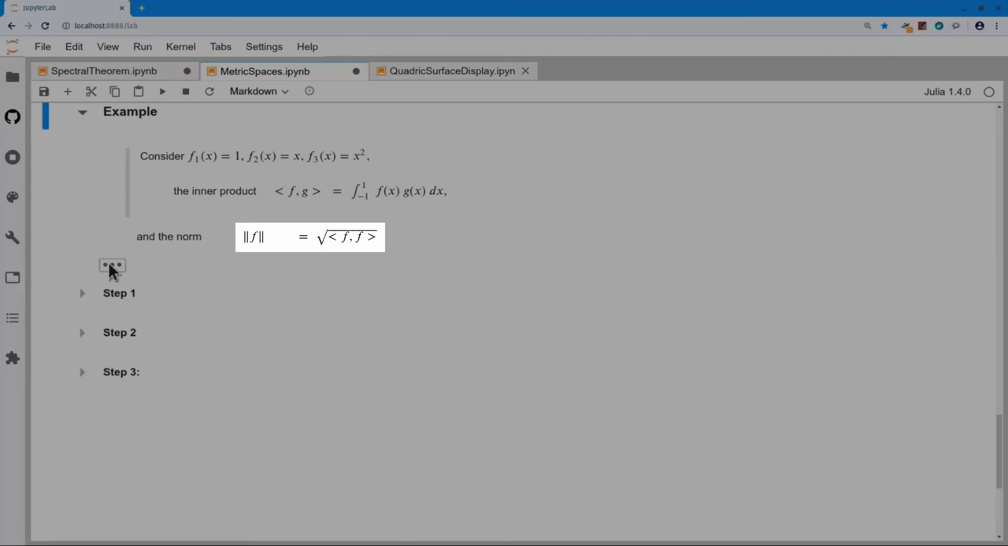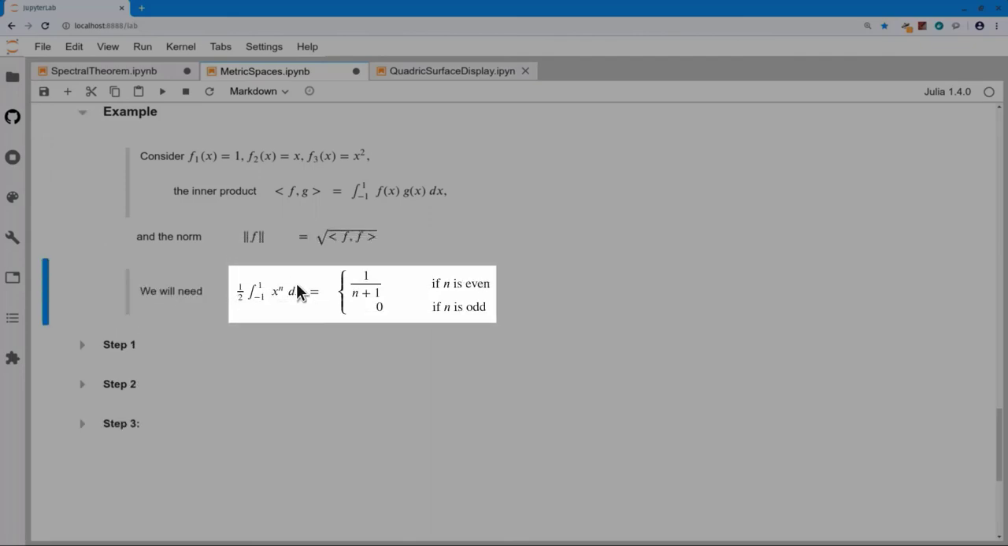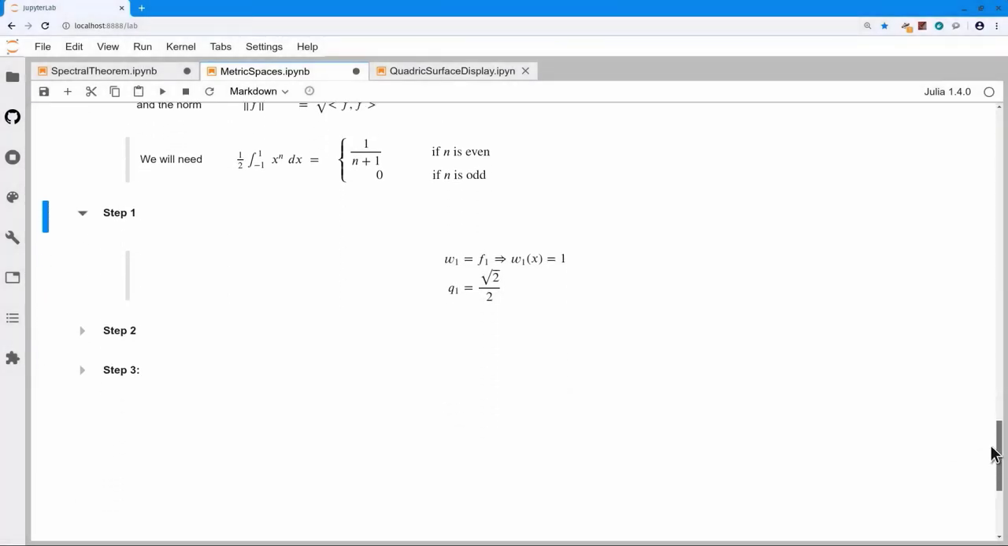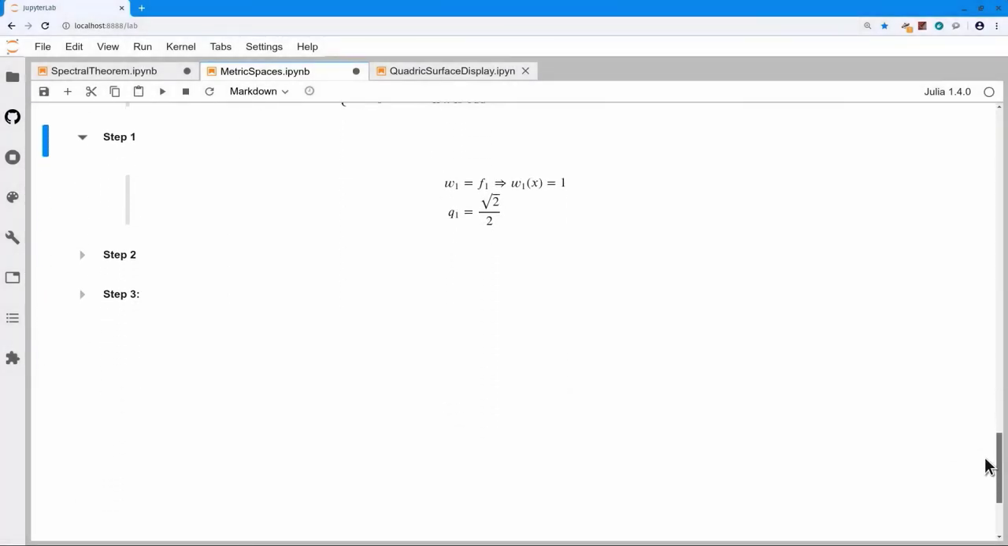I'm going to have to integrate powers of x, so I'm going to need integrals from minus 1 to 1 of x to the n. I chose to pull out the factor of 1/2 to make the formula simple. If I integrate that out, it depends. If n is even, I have a value of 1 over n plus 1. If n is odd, it integrates out to 0, since my function is an odd function and the area of an odd function is 0. So let's do Gram-Schmidt, and it works as before.